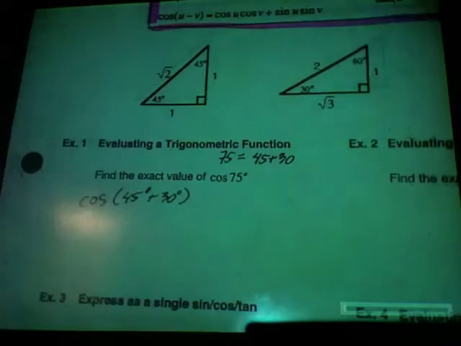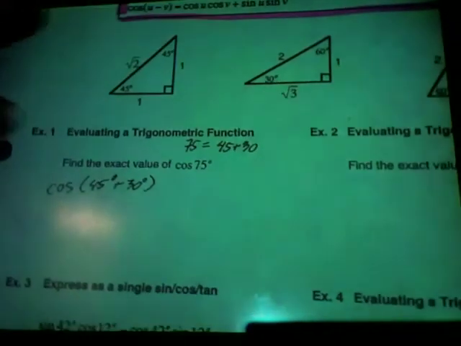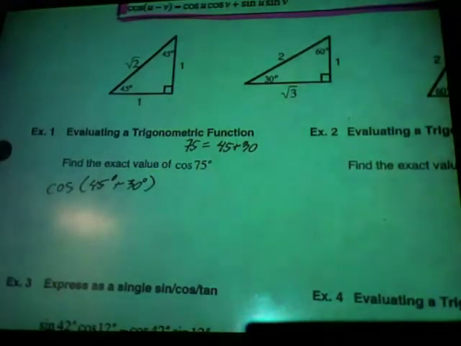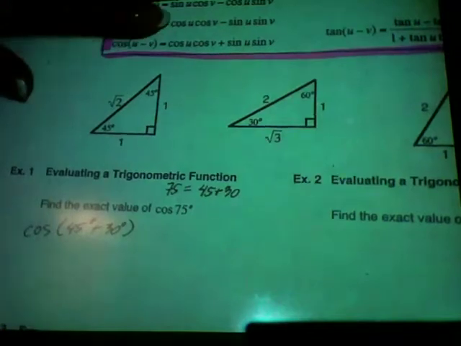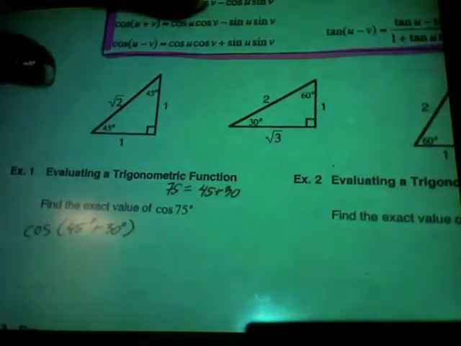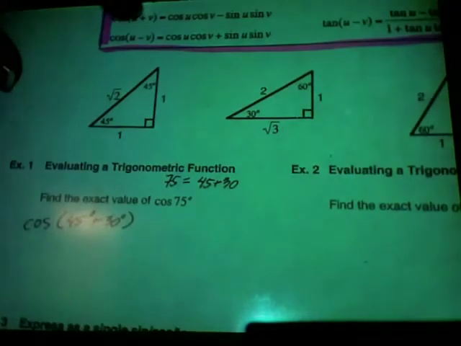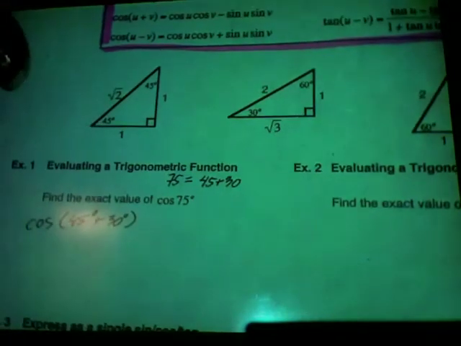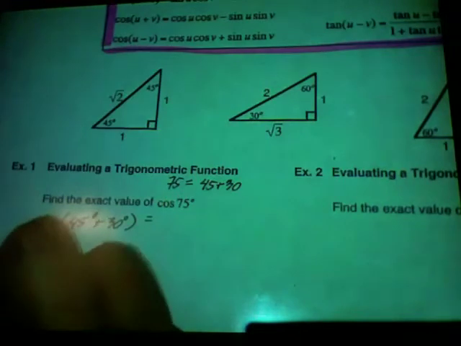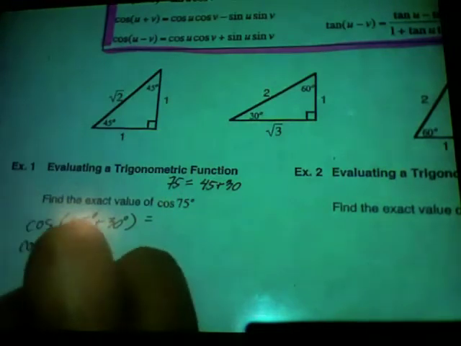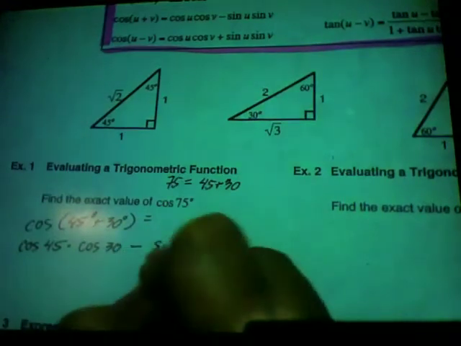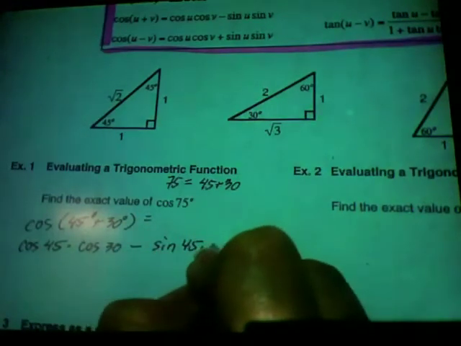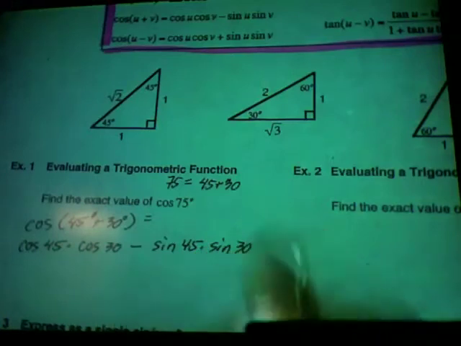I'm going to pull out just a little bit so I can use my triangles. Which formula are we going to use above? This one right here, correct? So that means we're going to take the cosine of the first times the cosine of the second, and then a minus, the opposite sign of what's in the parentheses, sine of the first times the sine of the second. So this equals cosine of 45 degrees times cosine of 30 degrees minus sine of 45 times sine of 30. Isn't that what it says to do?